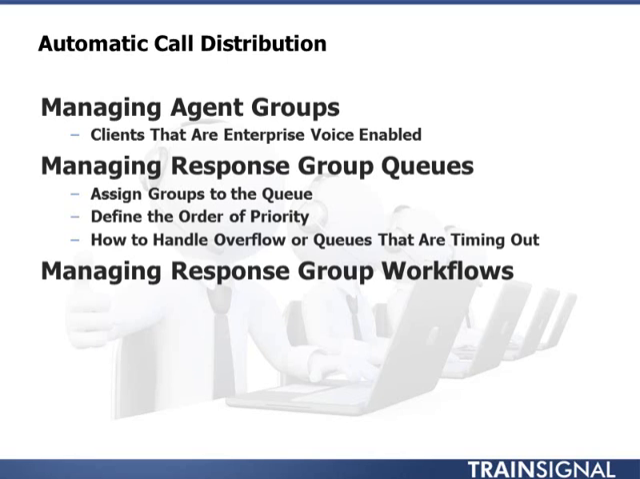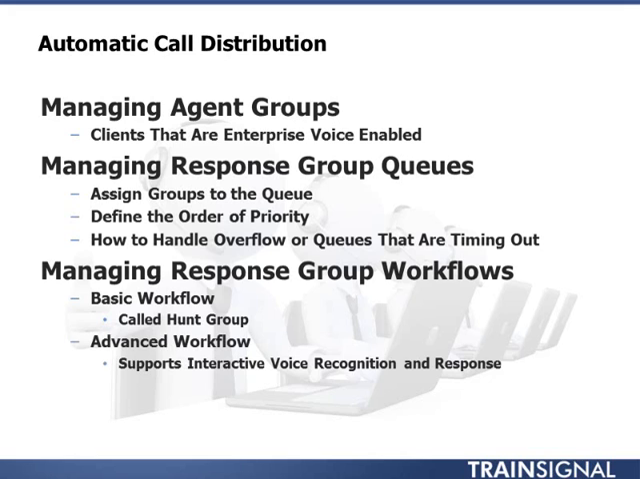When you create your workflows, they can be either basic or advanced. A basic workflow is called a hunt group, and it allows you to define settings such as how to handle calls during non-business hours, during holidays, and we can also determine the language to use for our text-to-speech prompts. An advanced workflow also supports interactive voice recognition and response, so we can provide the client with a prompt, and based upon their response, it can dictate which queue we route the call to.